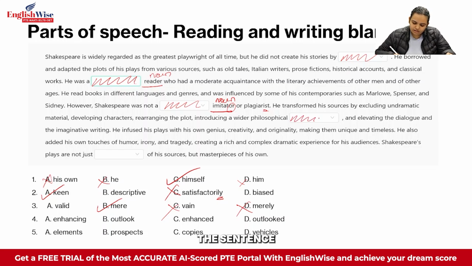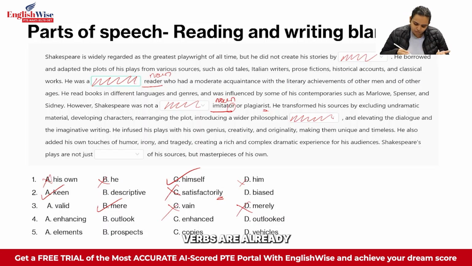Again, let's read this sentence without this blank over here. The sentence now says that he transformed his sources by excluding undramatic material, developing characters, rearranging the plot, introducing a wider philosophical outlook, and elevating the dialogue. Again, this sentence doesn't make sense without a blank, so we either need a noun or a verb over here.